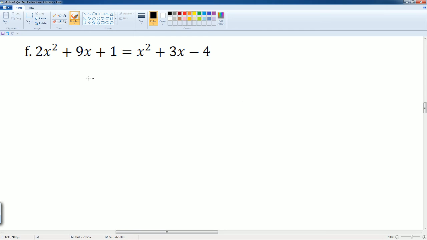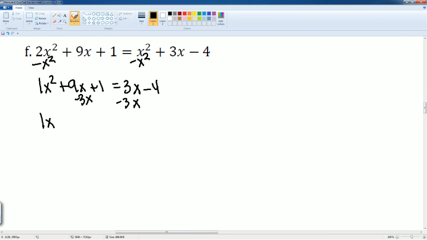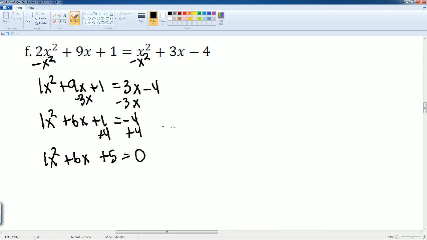Last one. This is not in factored form or standard form. So subtract x squared from both sides. You get 1x squared plus 9x plus 1 equals 3x minus 4. Subtract 3x, you get 1x squared plus 6x plus 1 equals negative 4. Add 4 to both sides, you get 1x squared plus 6x plus 5 equals 0. Finally, it is in standard form.